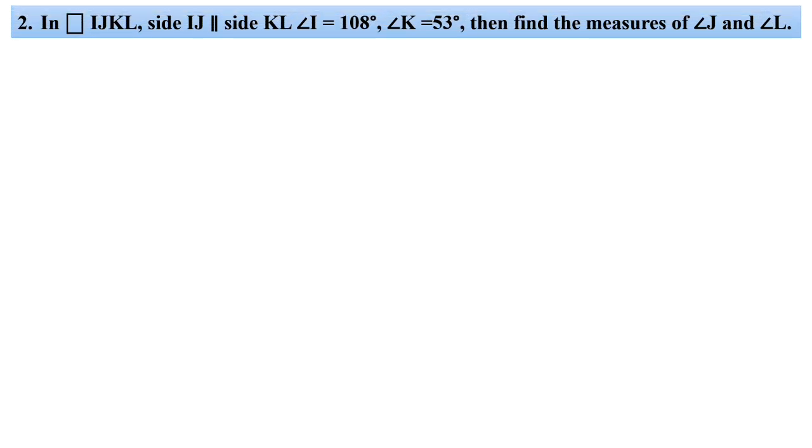Now children, the second question is given. In quadrilateral IJKL, side IJ is parallel to side KL, angle I is given 108 degree and angle K is given 53 degree. Then find the measure of angle J and angle L.